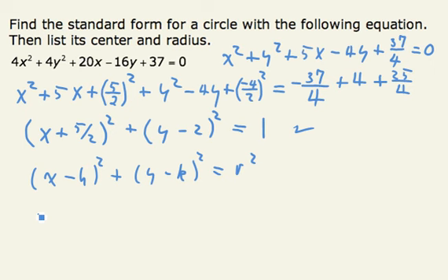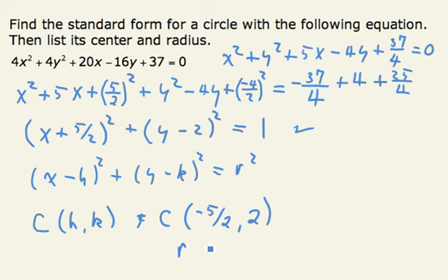So the center of the circle is at h comma k, which in our case is going to be at -5/2 comma 2. That's the center. And the radius is going to be 1. So we've identified the center of the circle, the radius, and we could sketch it now.